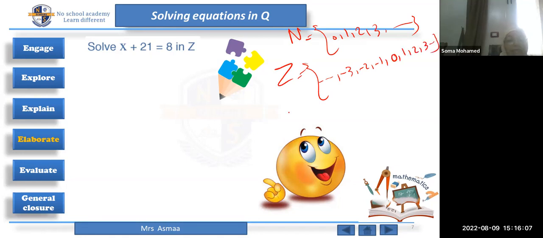If I want to get the set and cancel 0, it is called Z star. Z star contains all positive and all negative except 0. Not 0. Cancel 0 and put 1, 2, 3. Any set of numbers, cancel 0, put a star right away. Okay, clear?